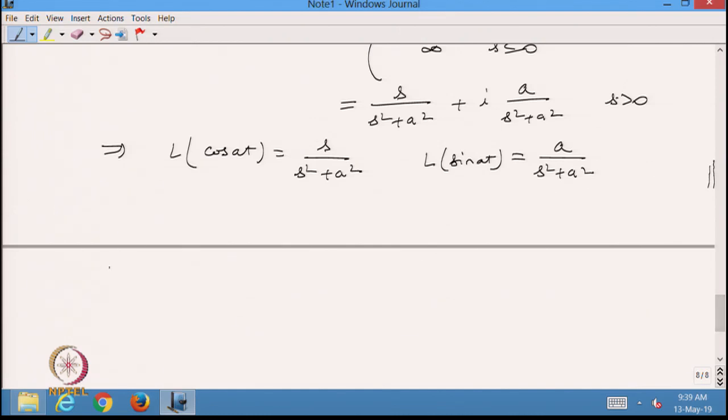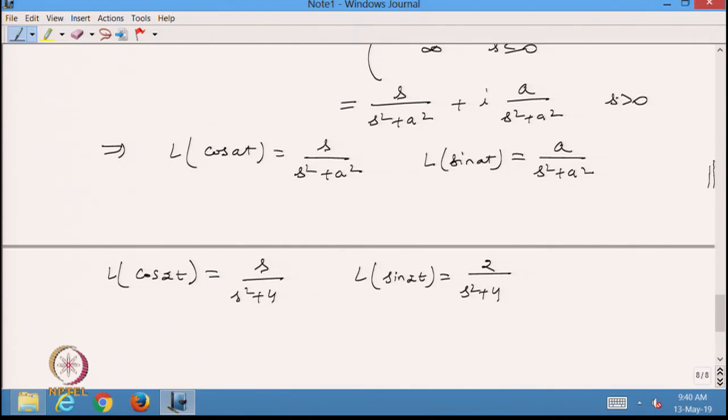So, if somebody asks what is the Laplace transformation of cos 2t, this will be s over s square plus 4. What is the Laplace transformation of sin 2t? This will be 2 over s square plus 4.